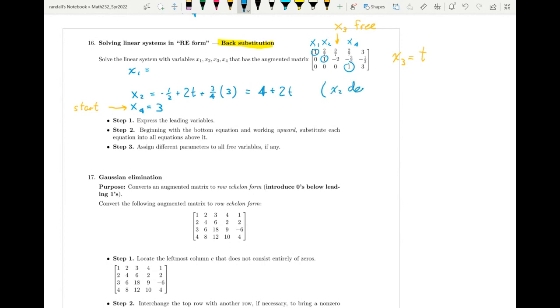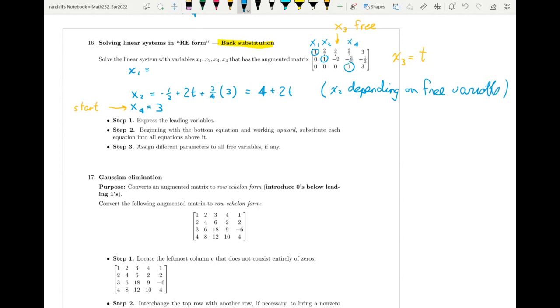x2 depending, because previously, if you look at that second row, the x2 depends also on the x4 variable, right? But I've already solved for x4. It's now known to be 3, so x4 doesn't appear in this equation for x2. So x2 only depends on the free variables, not the leading variable x4. So that's an expression of x2 in terms of the free variable.